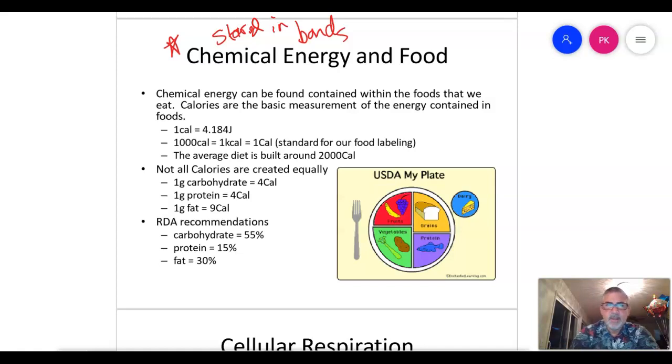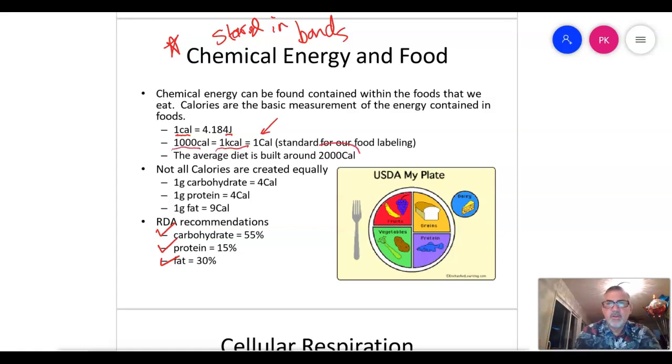So we had the macromolecules, right? The macromolecules were carbohydrates, proteins, and fats. Those are my three macromolecules. So chemical energy: a calorie is a unit of energy, like a joule. In chemistry we use joules. In food science we use calories. A calorie is equal to 4.184 joules. In our diet, in our labeling, we use a capital Calorie, which is a kilocalorie, or 1,000 calories.